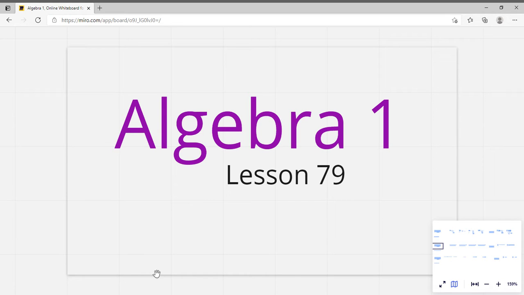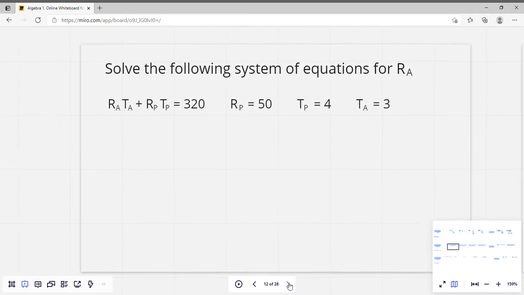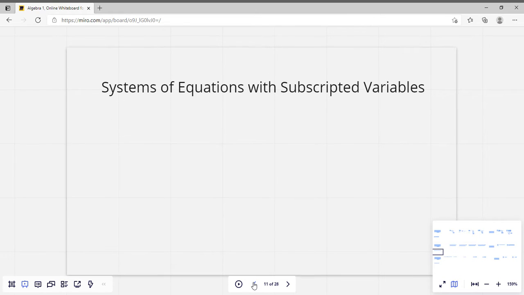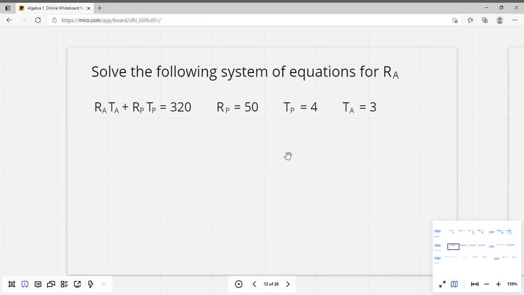This is Algebra 1, Lesson 79, and this lesson covers systems of equations with subscripted variables. Alright, so this one asks us to solve the following system of equations for RA.